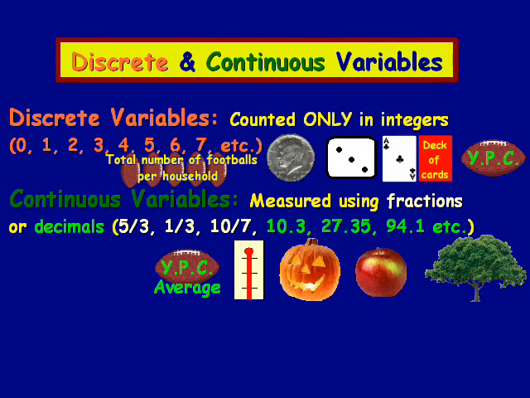And that essentially wraps up our brief overview of what discrete and continuous variables are and how they differ. Hopefully this gives you a good overview.